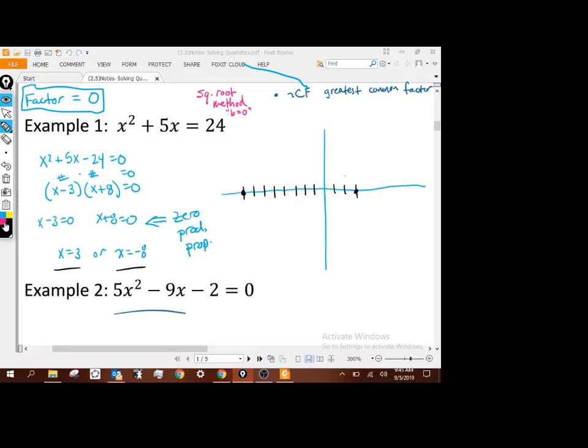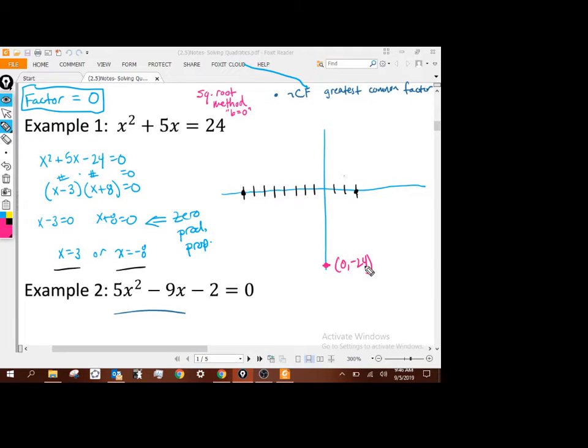Where did you tell me the vertex was located? Okay, 0 comma C is not the vertex, that's the y-intercept. So 0, negative 24 is going to be my y-intercept. Does that make sense, everybody? Now my vertex is going to be where in relation to my x-intercepts, or where in relation to 3 and negative 8? Right in the middle.